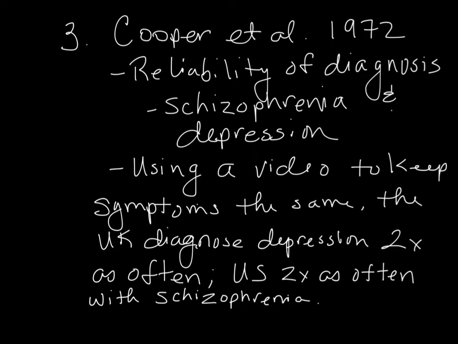either schizophrenia or depression. Oddly enough, what they discovered was that in the UK, the diagnosis of depression was twice as likely to occur versus schizophrenia. The opposite was true in the United States, where we saw the same videos they saw in the UK. We saw those videos and we turned around and said, these videos look like schizophrenia. This person has schizophrenia. It was twice as likely in the United States that we would diagnose them with schizophrenia as it was in the UK, where they would be diagnosed with depression.